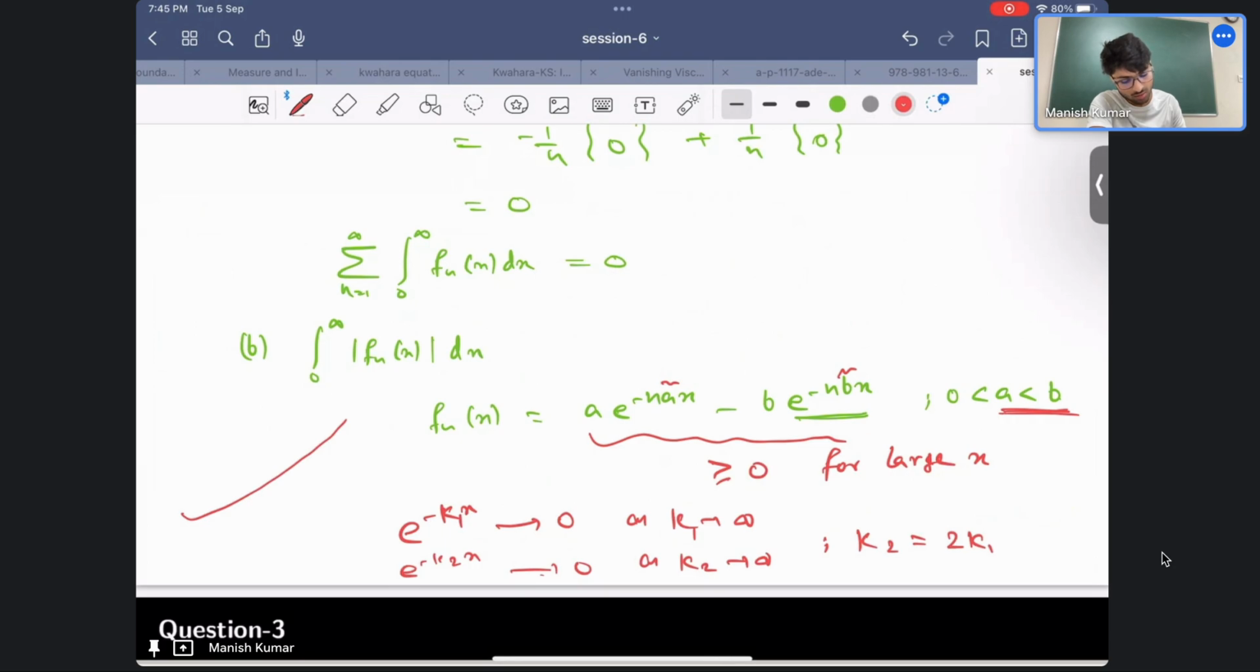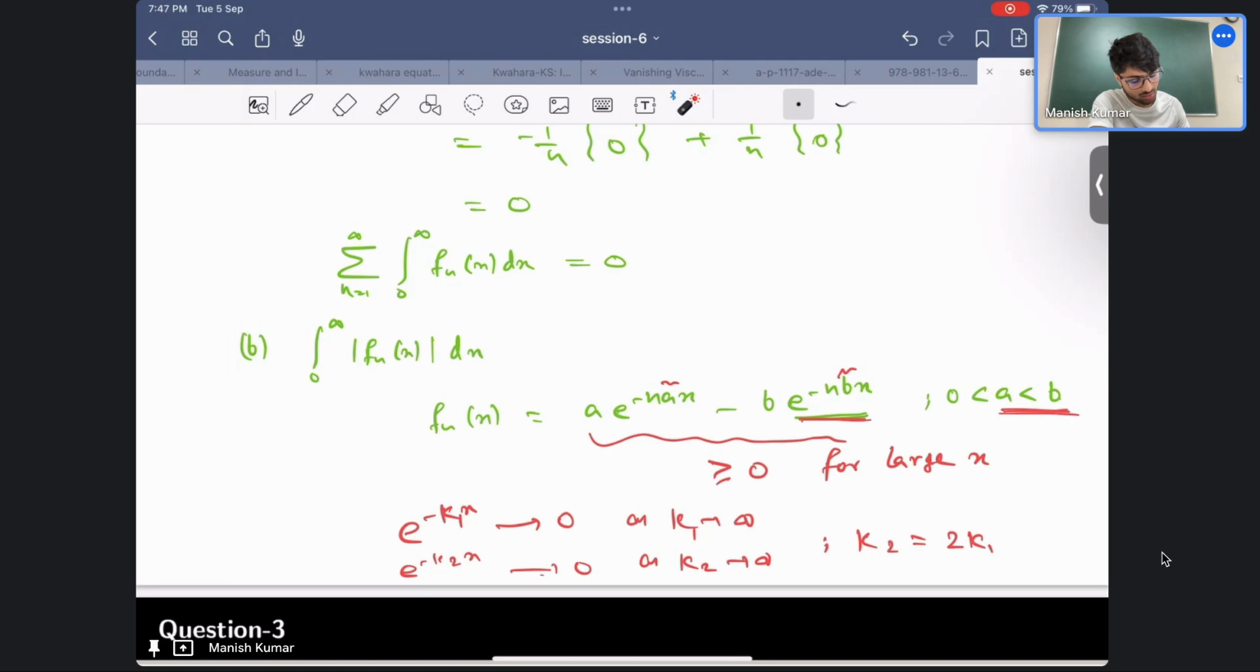If x is also negative, sorry, can you repeat? x is also negative, so it will not converge to 0. No, x is positive, right? We are in 0 to infinity. So since b is larger, this quantity will go to 0 faster, and that's why this term will dominate the other one, and eventually it will be positive after a certain stage. After some point it will be positive, and before that point it will be negative. When x is small, this will dominate because of the coefficient b. Since b is larger, this coefficient will dominate that coefficient.